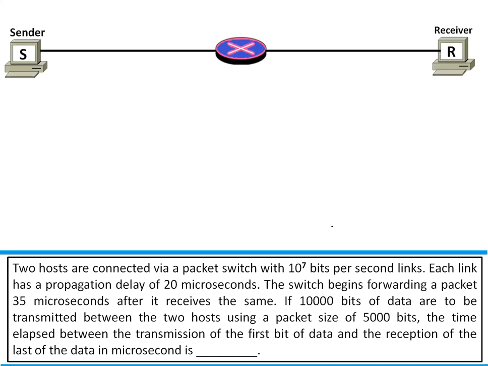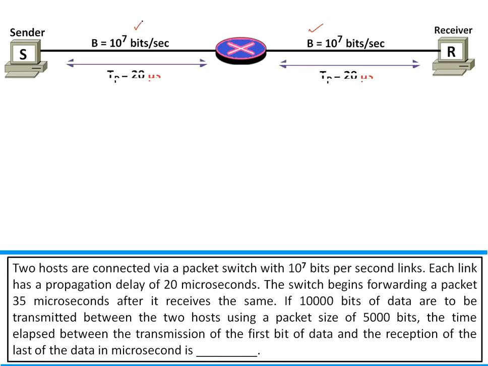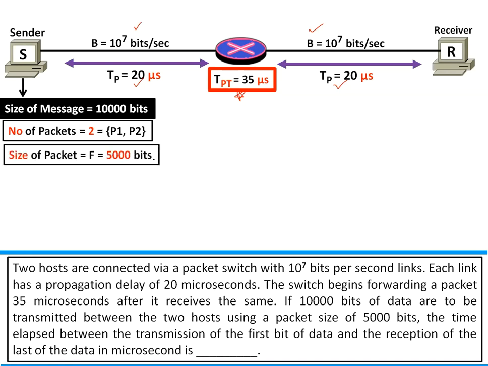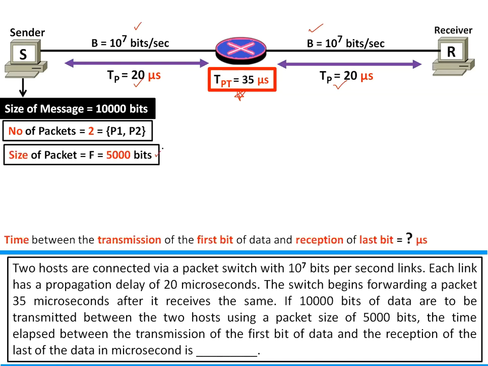Two hosts are connected through a switch. Bandwidth is given as 10 power 7 bits per second. TP is given as 20 microseconds. And processing time at the switch is given. That means the switch takes some time for processing, that is 35 microseconds, to forward a packet, that is a frame. Size of message is 10,000 bits. It is divided into 2 packets, so the size of a frame will be 5,000 bits.